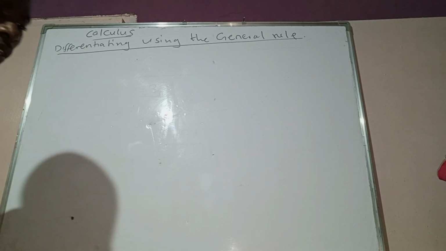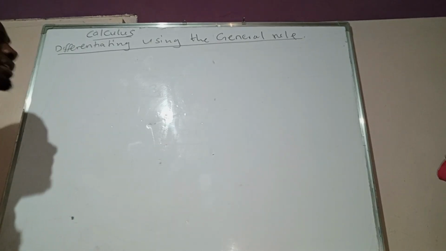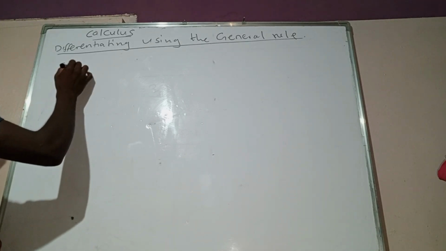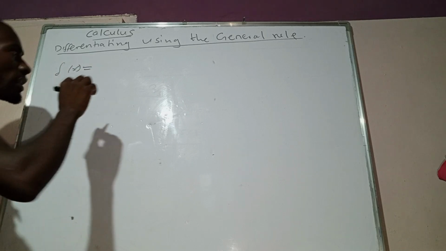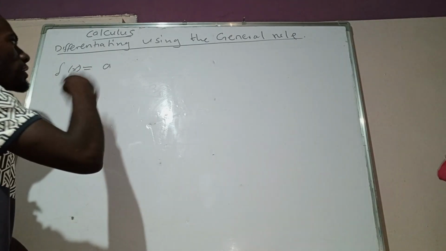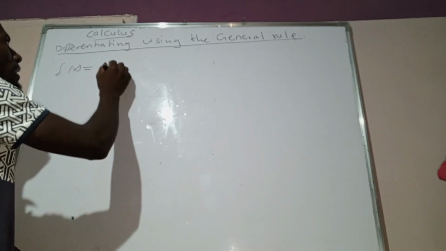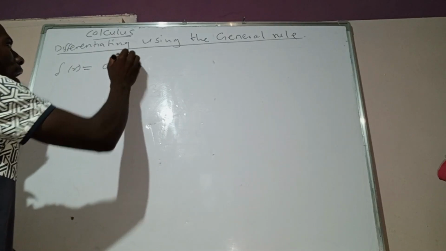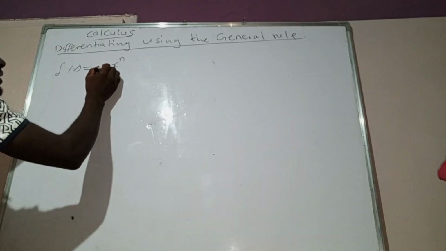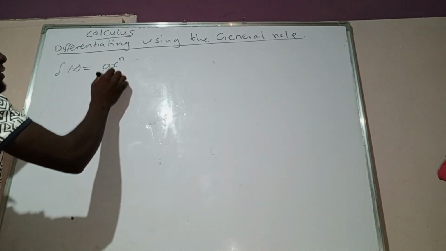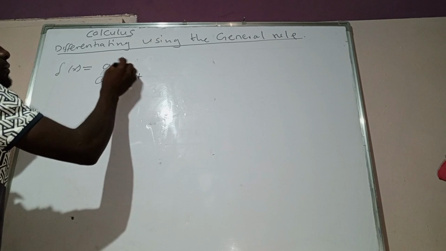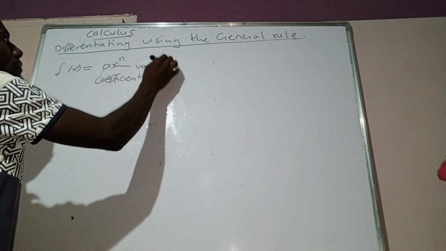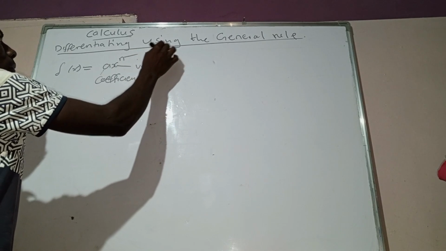So differentiating using the general rule, what is the first step that you have to do? We already know that when you have the f of x, this f of x sometimes has a number which is a coefficient, then you have a variable and the power. So this one means the coefficient, then this is a variable, and this is a power.